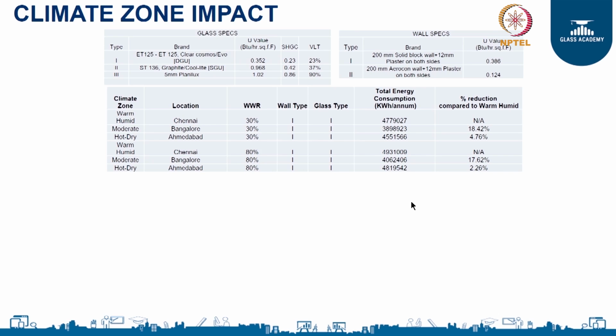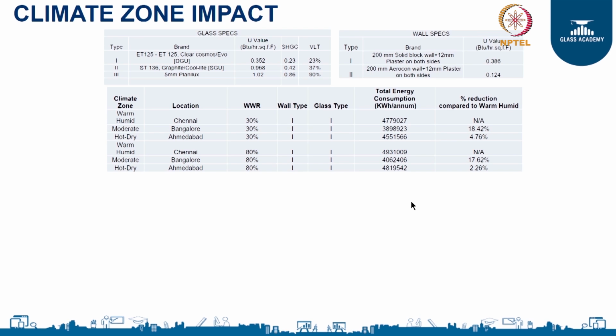So if you look at this slide, the next slide is talking about the climate zone impact. So what if I keep all the glass and the wall the same and just alter the climate zone? So here you can see, if I keep every parameter the same and simply change only the climate zone, everything else about the building is the same. So then what is the performance? How do you see the energy performance? So you can see the warm humid zone, which is Chennai, has got the highest energy consumption, right, with these types of glass.